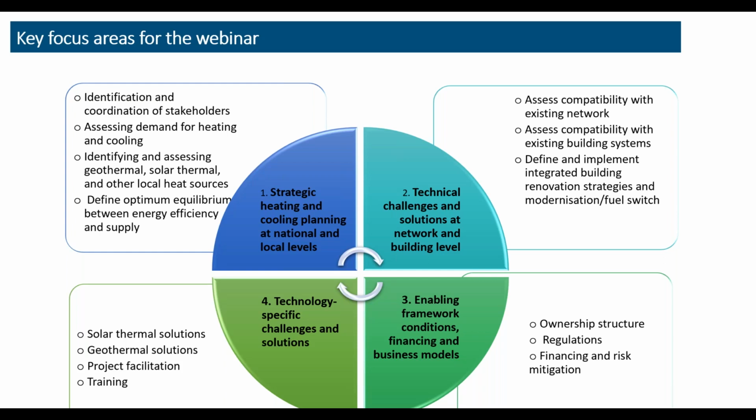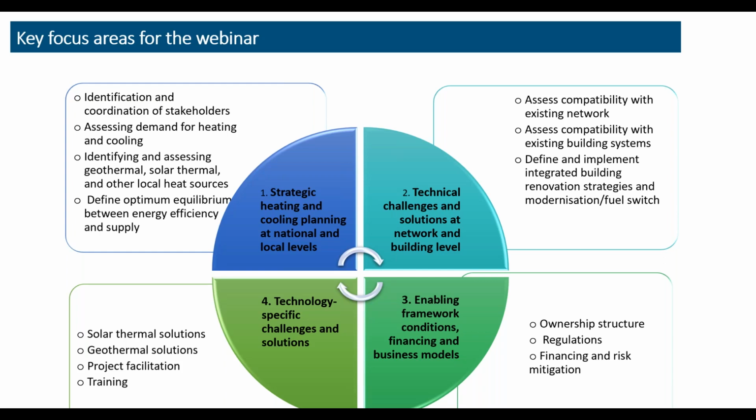The first one is on strategic heating and cooling planning, which looks at identifying the locally available renewable energy sources and matching them with the demand for heating and cooling. Then we look at the compatibility of the existing buildings and the existing district energy networks with the low temperature renewable resources. And where possible, we make renovations so as to achieve the compatibility.